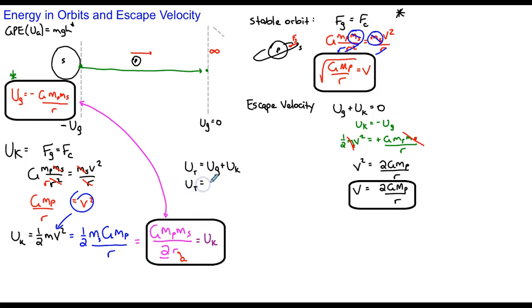ultimately would look something like this. So I would get negative G mass of the planet, mass of the satellite, my mistake, over r, plus the value for kinetic energy that we just established, G mass of the planet, mass of the satellite over 2r. And so really what we get in this case is just negative G times mass of the planet, mass of the satellite over 2r. Alternatively, I can just say that the total energy, U sub t, is just equal to negative the kinetic energy.